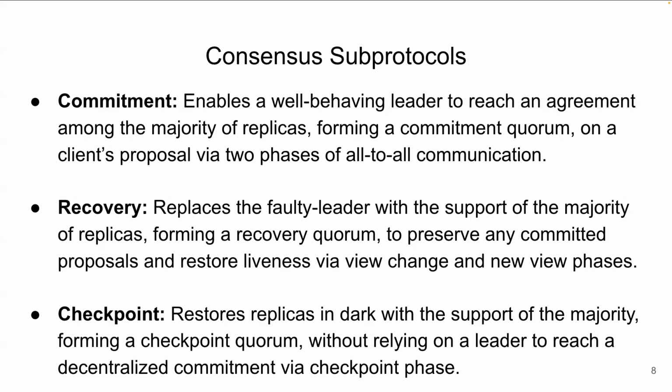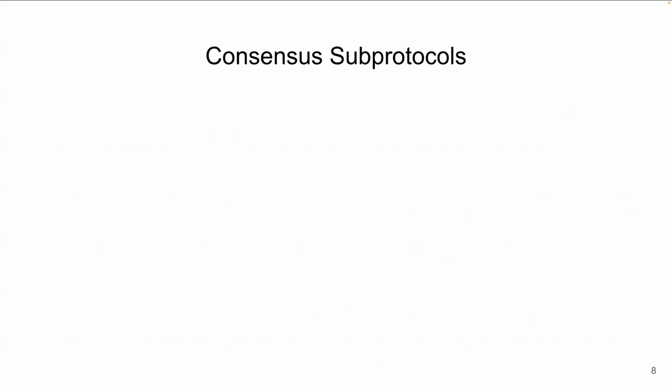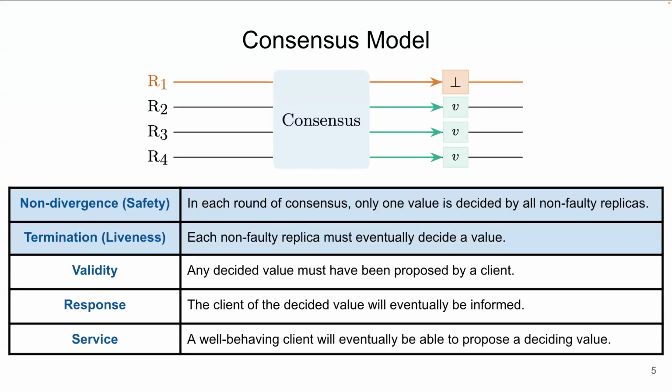So this is actually the only way, the checkpoint is the only way that we can get to this property of safety: in each round of consensus, only one value is decided by all non-faulty replicas. Through the normal consensus, the only thing that we can hope is that the majority of replicas learn the value. But through the checkpoint, we can get to the point that all the non-faulty replicas will learn the value.